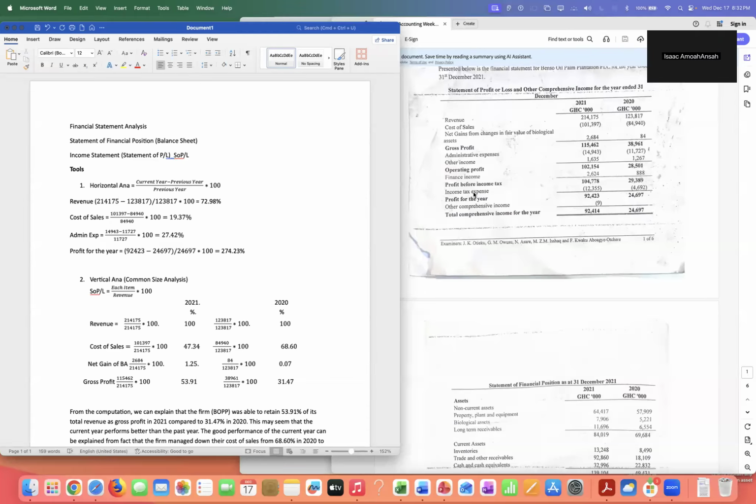But income is divided into 2: direct income and indirect income. Then expenses are also divided into direct expenses and indirect expenses, right? An example of a direct income is revenue. An example of indirect income is net gain. Another indirect income is other incomes, right? On the side of the expenses, one key direct expense is cost of sales. The rest are all indirect expenses.